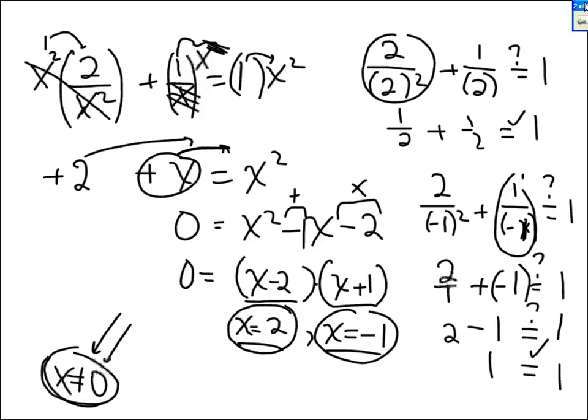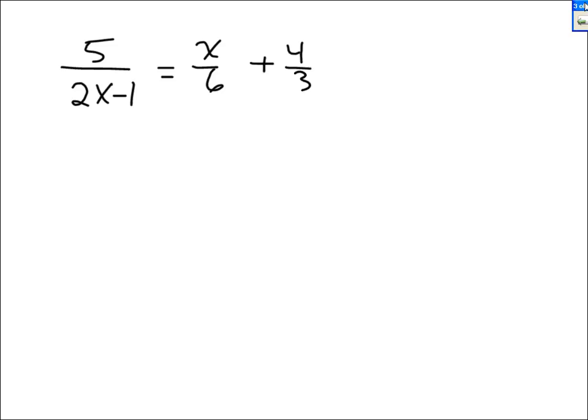Let's try a couple more of these. Suppose you have 5 over 2x minus 1 is equal to x over 6 plus, say, 4 over 3. Remember, 6 is 3 times 2.